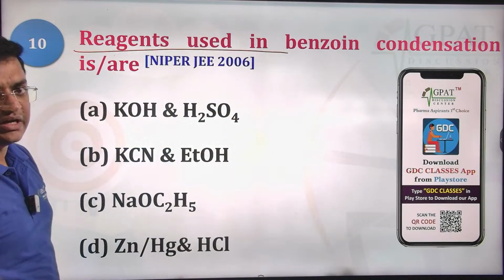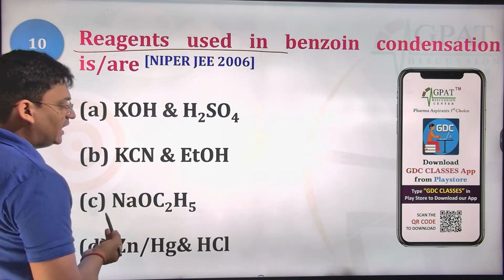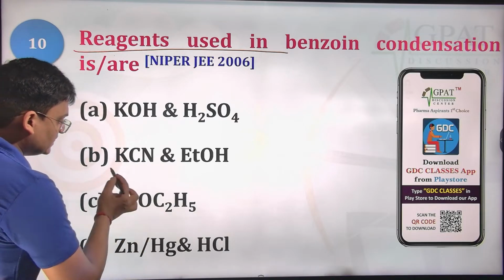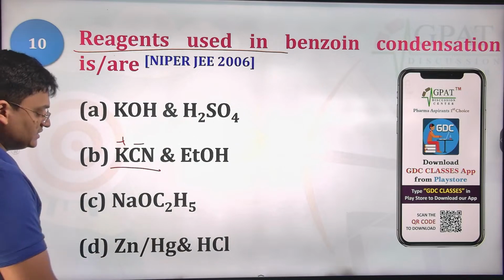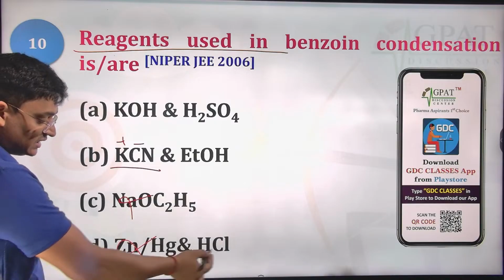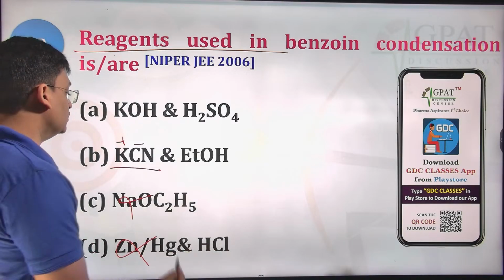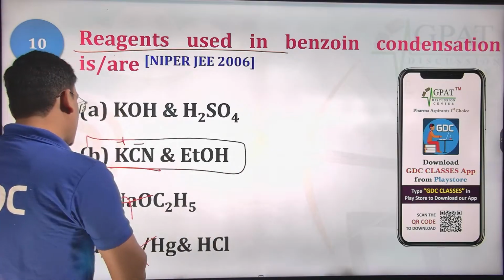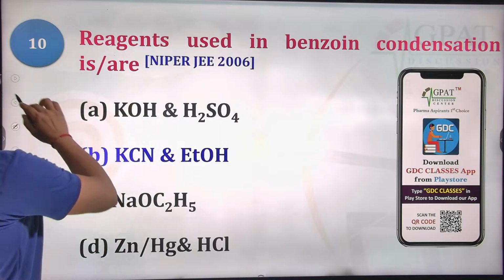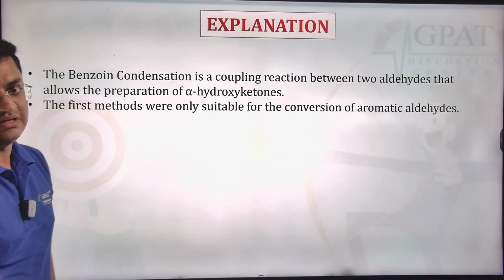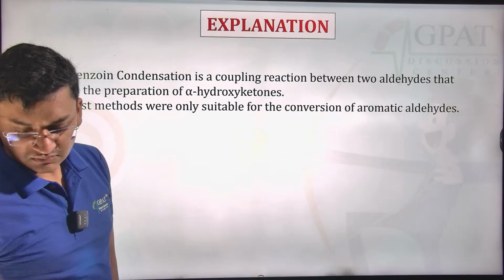Reagents used in the benzoin condensation. For the benzoin condensation, we are going to see a nucleophilic reagent like KCN. It has K plus and CN minus. So yes, we have a nucleophilic reagent. No, it's not a reducing agent; that kind of reagent is used in the Clemmensen reduction reaction. So we use KCN and ethyl alcohol. So yes, B is the right answer for this question, in benzoin condensation where KCN and ethyl alcohol are used.